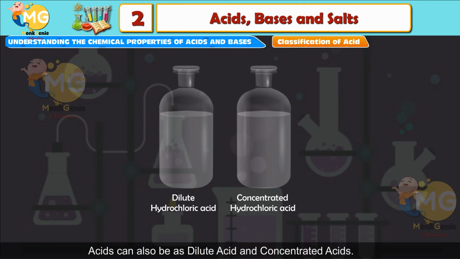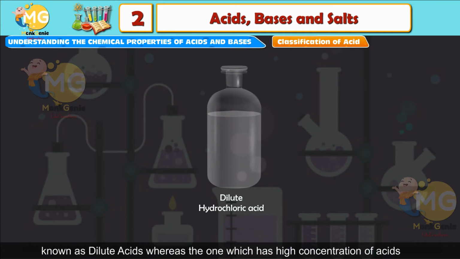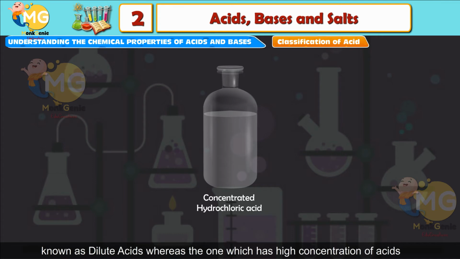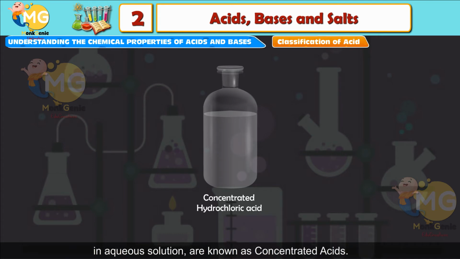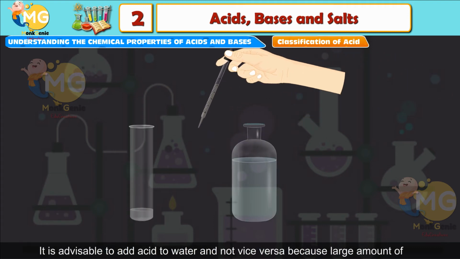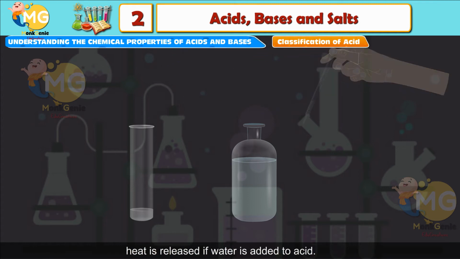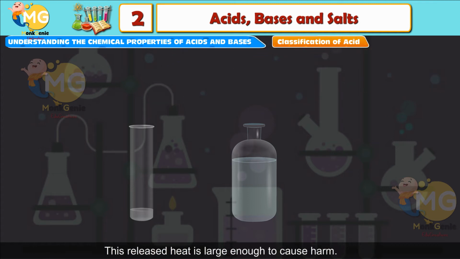Acids can also be classified as dilute acids and concentrated acids. The one which has a low concentration of acid in aqueous solution is known as a dilute acid, whereas the one which has a high concentration of acid in aqueous solution is known as a concentrated acid. It is advisable to add acid to water and not vice versa, because a large amount of heat is released if water is added to acid. This released heat is large enough to cause harm.